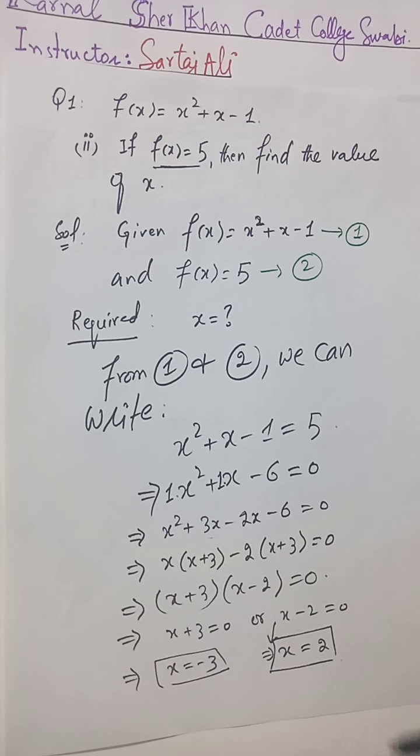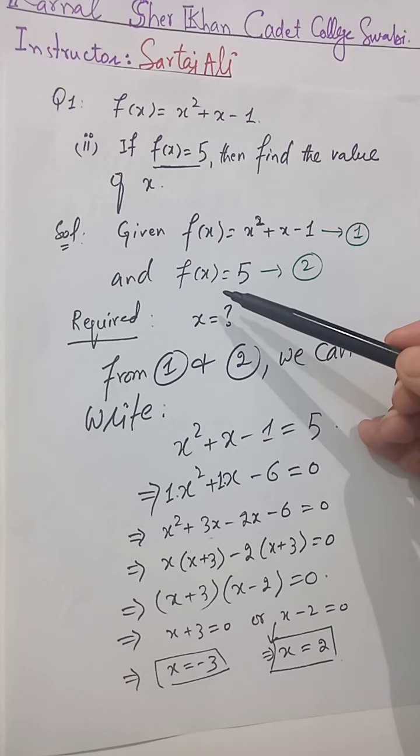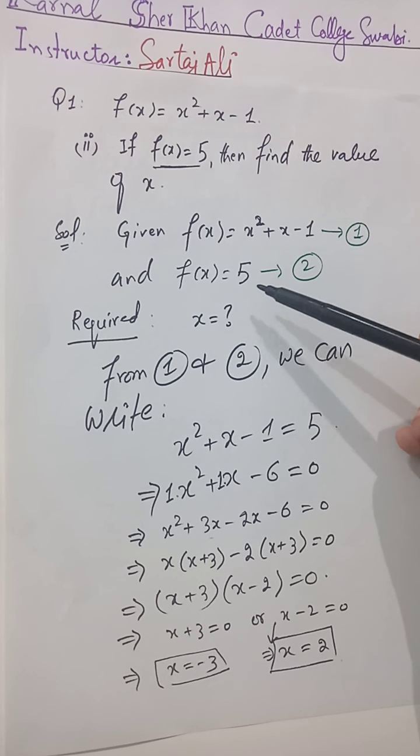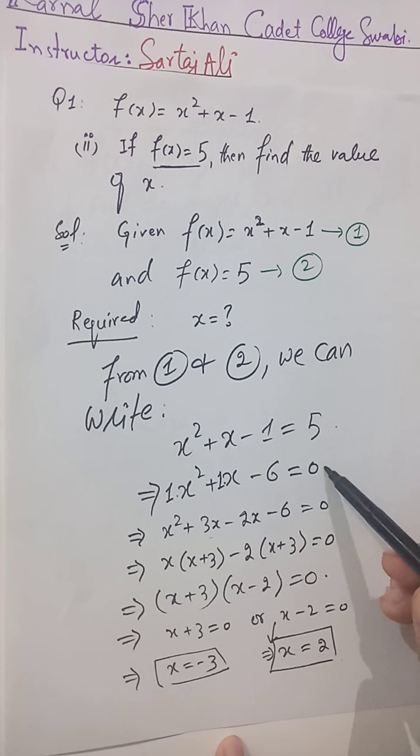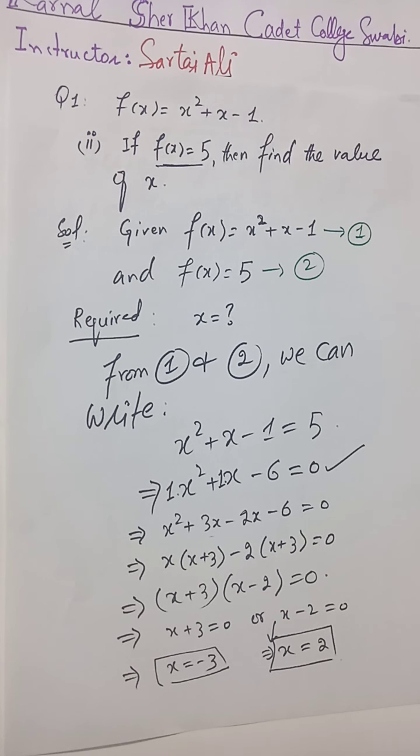Now why do you get two values? Because if you see the given function, that is quadratic. So when you compare the given quadratic function with the given condition in part 2, that f of x is equal to 5, you get a quadratic equation. The quadratic equation means the highest power of the variable is 2, the degree is 2. So remember, according to the fundamental theorem of algebra, the number of roots, the number of solutions, the number of values of the variable are equal to the degree of the given equation. So here the degree is 2, so that's why you get two values. This is part number 2.